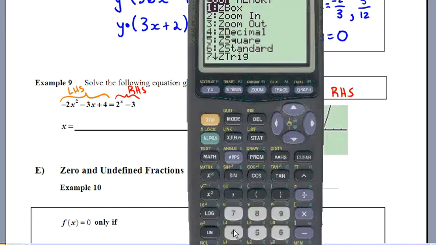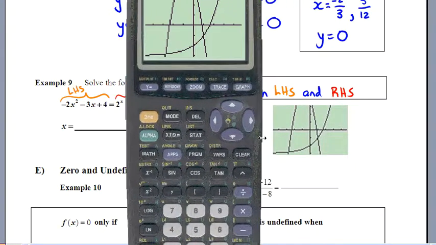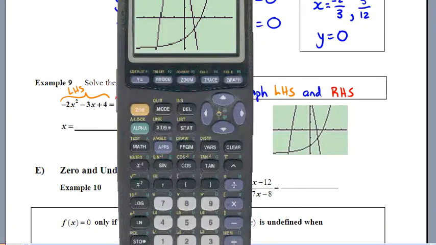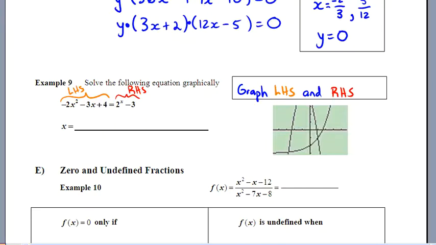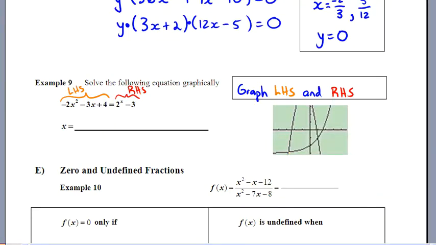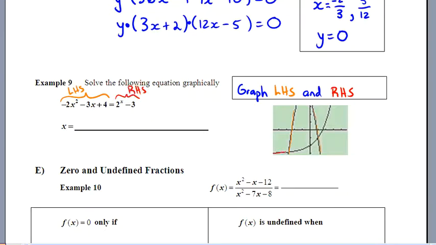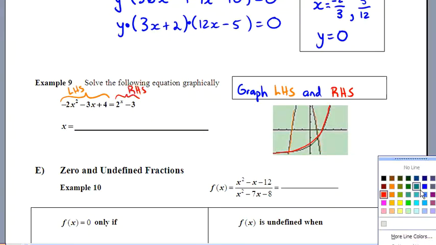I like zoom number 4. Just kind of draws a nice picture where the tracing works well. Okay, so there it is, just like you've got in your notebook there. There are these places where the two graphs actually intersect, right? So I've graphed the left-hand side, that's this one, and I went and graphed the right-hand side, that was that one there. And I want to know when they're equal. When does the left-hand side equal the right-hand side?